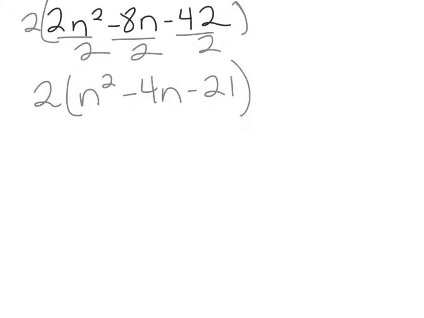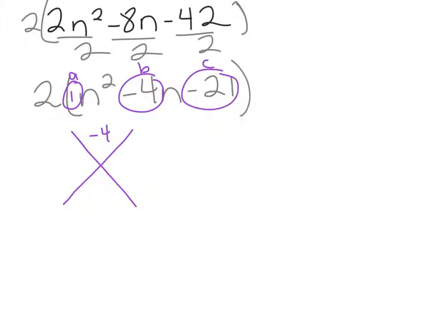Now ready to do our x. Remember, we put b in the top, and a, which is 1, times c, which is negative 21. That would be negative 21. Then we start listing the factors. Since 21 is negative, our signs are going to be different this time. We want the larger number to have the same sign as b, which is a negative. So the smaller will be positive, the larger will be negative.